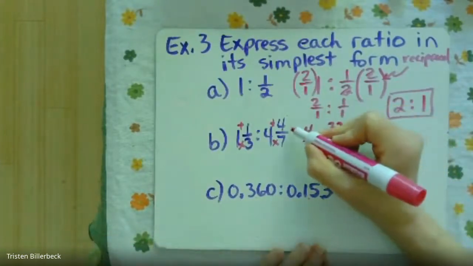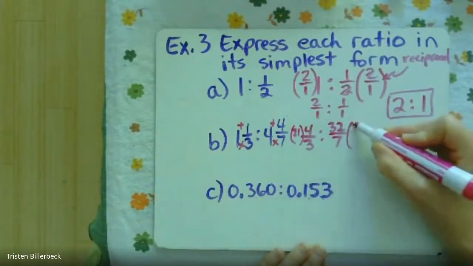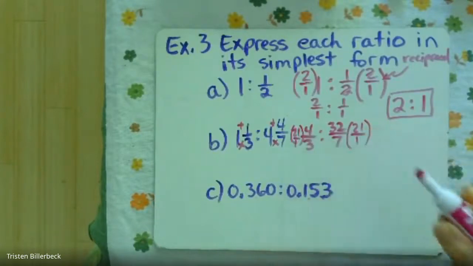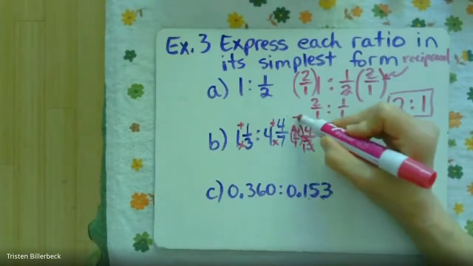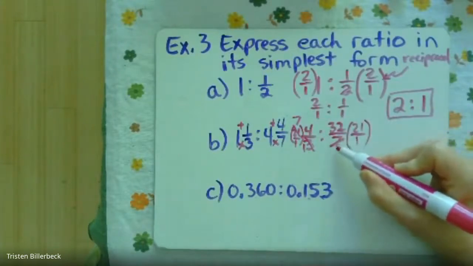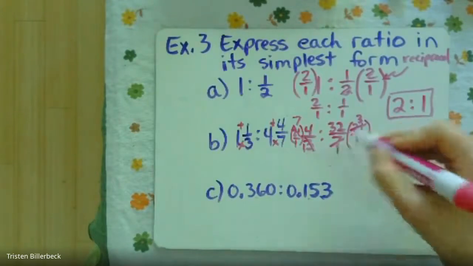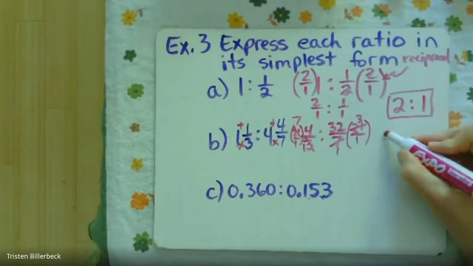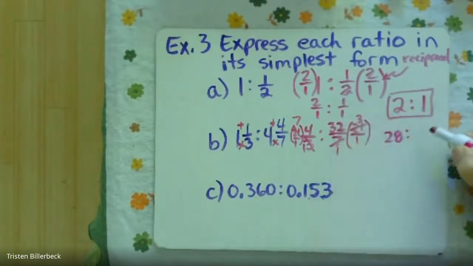So let's multiply this side by 21 and this side by 21. And we'll put a little 1 over there. So we know that there are 7 3s in 21, and we know that there are 3 7s in 21. So now all we have to do is multiply 7 times 4 is 28, and 3 times 32 is 96.